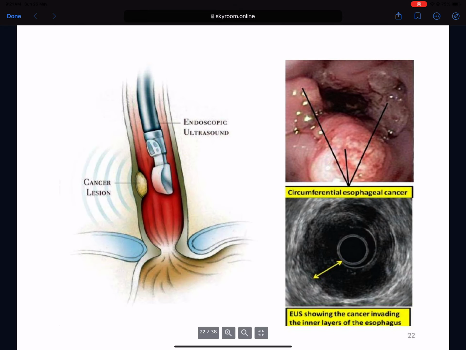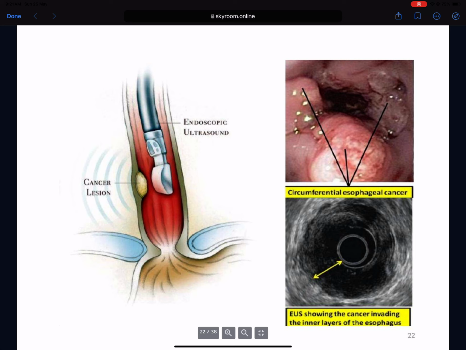For example, as I showed in a cartoon picture in slide number 22, you will see the endoscopic ultrasound very close to, for example, a tumor lesion inside the esophagus. The ultrasound can attach to the tumor. It can measure the thickness by A mode. You can measure the thickness of the tumor.